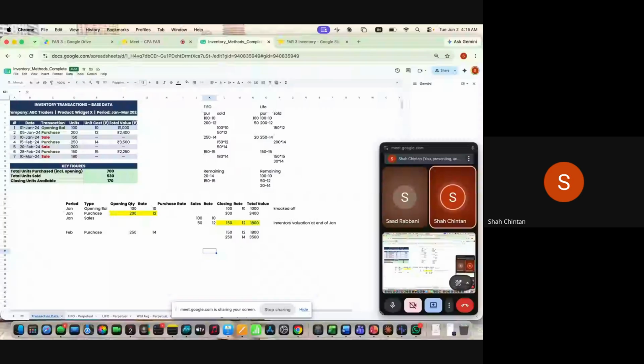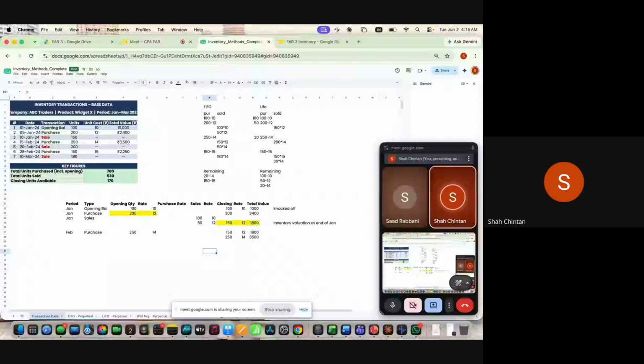Okay, now let's go to our next transaction. What is happening in our next transaction? Let's say you are done with the January month. So this is your ending reporting, your inventory valuation at the end of January. Now this is our important figure: you have 150 units at $12 each, which is lying in the stock.